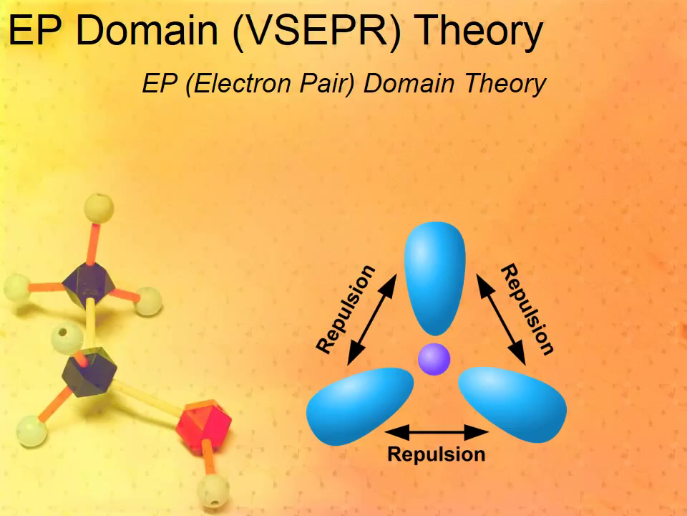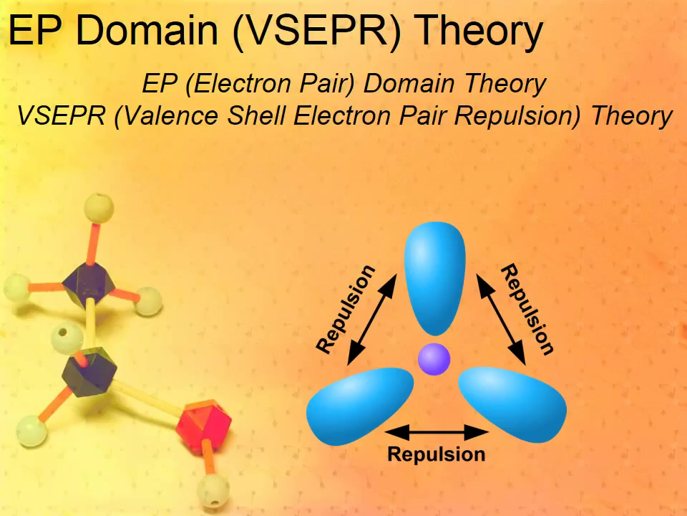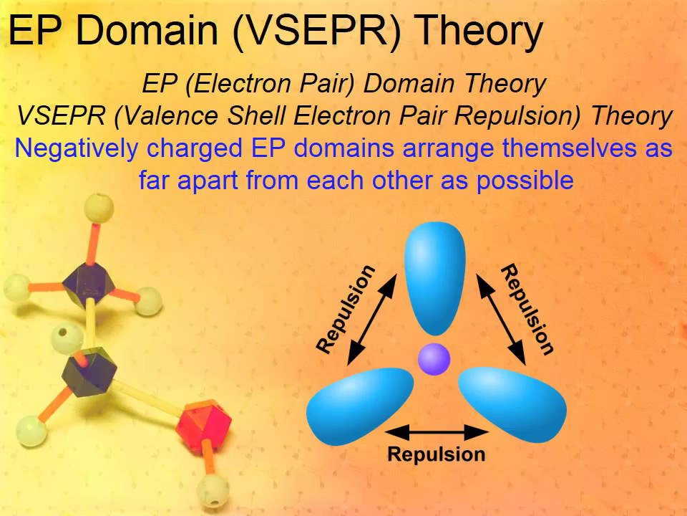What are electron pair domain theory and valence shell electron pair repulsion theory? What do they say? How do we use them? Well, they basically say that negatively charged electron pairs, domains, arrange themselves as far apart from each other as possible, thereby determining the molecular structure. Now, just for your information, electron pair domain theory is the more modern name for this theory. VSEPR theory is the older one, but they are essentially the same theory.